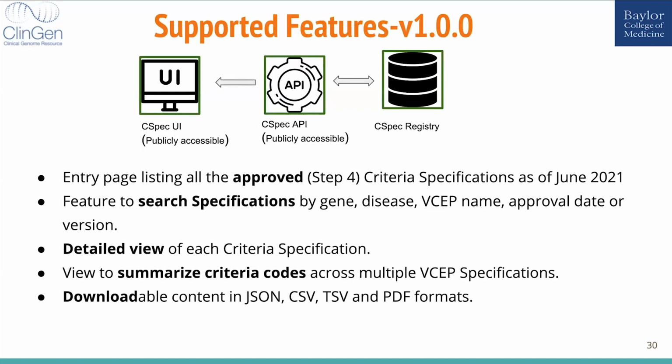So we have an entry page which lists all the approved specifications, which captures some basic metadata about the VCEP and the scope of the specifications. It also has features to search specifications by gene, disease, VCEP name, and a detailed view of each criteria specification. And we also have features to summarize criteria codes, not only summarize, but search criteria codes across multiple VCEP specifications. I'll show some of that today. And we also allow users to download.